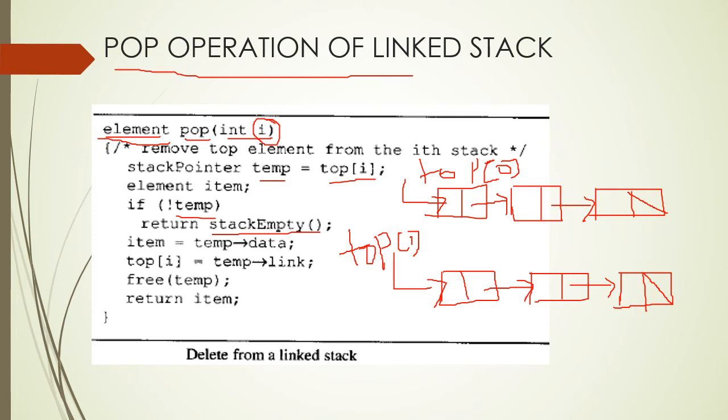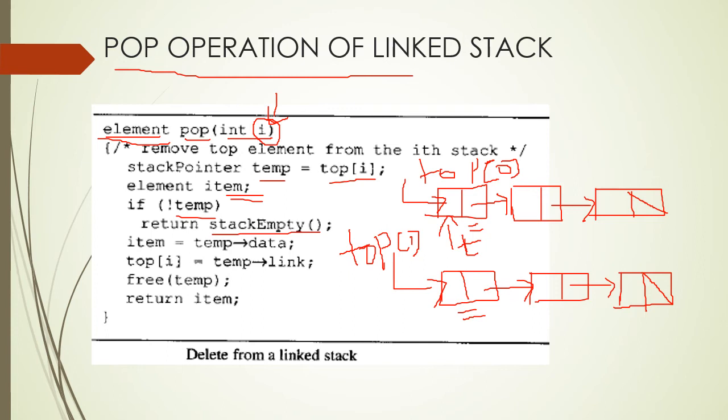So here you have to clearly specify from which stack you want to delete an element. If you want to delete an element from stack number 0, the I value is 0. If you want to delete an element from stack number 1, then the I value is 1. So let us assume that I want to delete an element from stack number 0. Therefore I is equal to 0. I will take a variable temp equal to top of 0. That means temp is pointing to the node where top of 0 is pointing. Then element is equal to item. This is to store the deleted element.